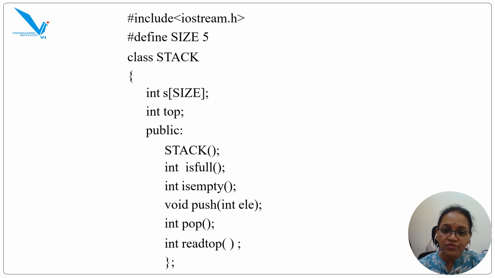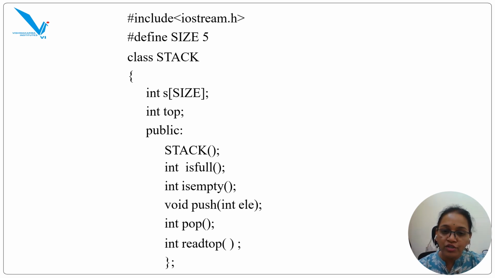Then in the public section, let us declare the functions. So we will have one stack constructor. I'm going to take a default constructor with no parameters. Then the function isfull. Isfull is going to return 1 or 0 depending upon whether stack is full or not. So return type will be integer. Then isempty. This function also returns 1 or 0 depending upon it is empty or not. So return type is integer. Then void push, integer element.